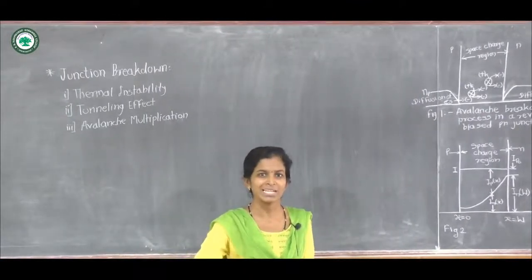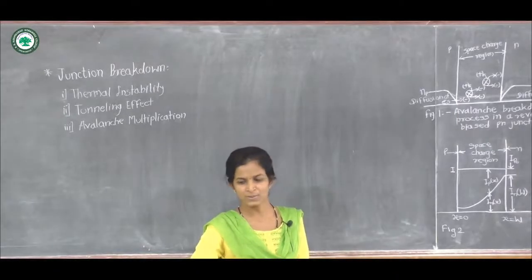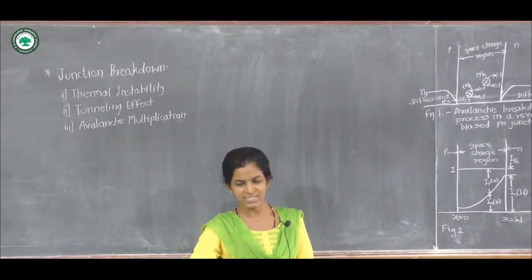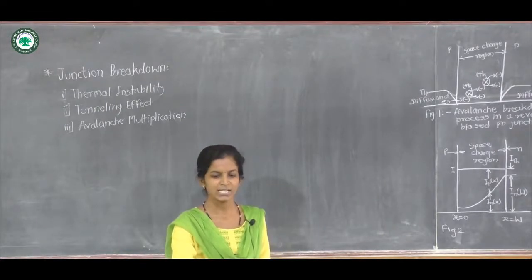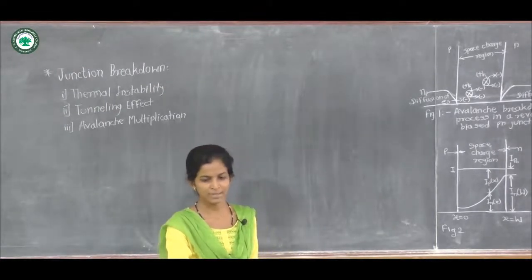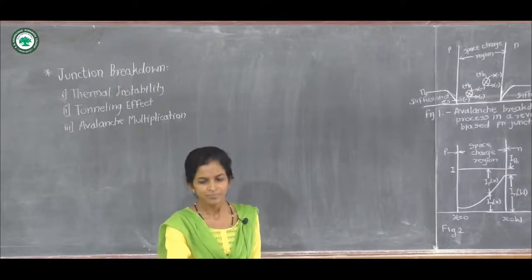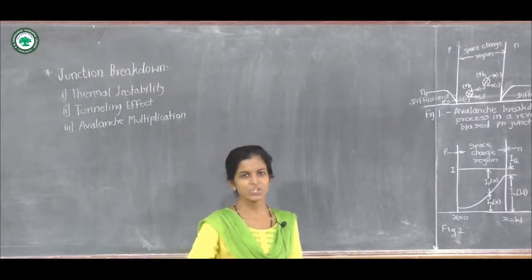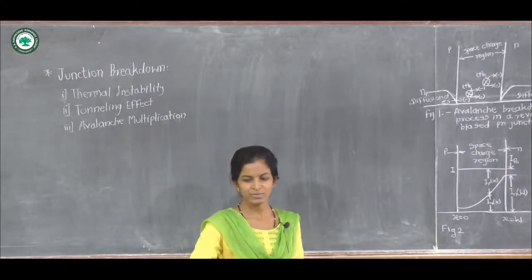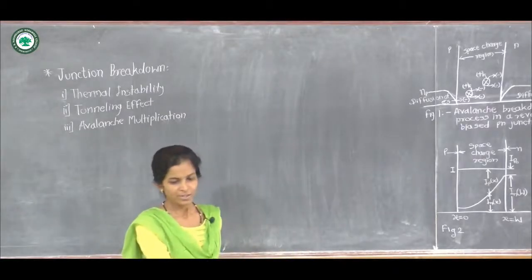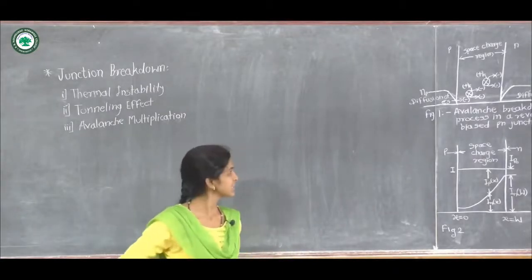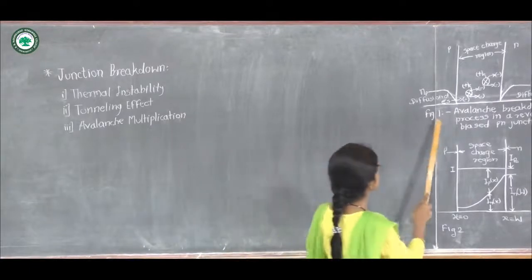The avalanche multiplication process occurs when electrons or holes move across the space charge region. These moving electrons and holes acquire sufficient energy from the electric field to create electron-hole pairs by colliding with atomic electrons within the depletion region. The avalanche process is as shown in this figure 1.